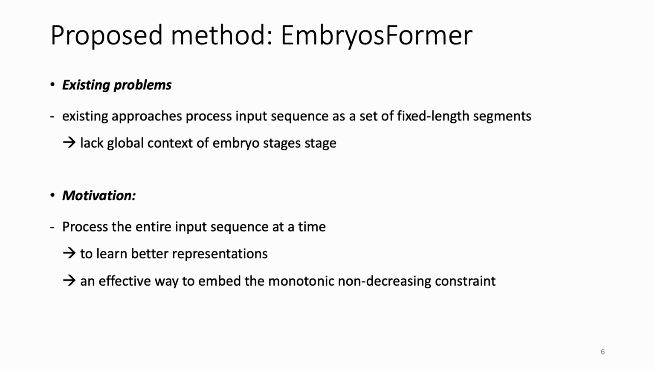Moreover, a well-learned feature of the embryo stage also benefits several downstream tasks, such as stage quality prediction besides stage classification. Processing the entire video at a time is an efficient way to embed the monotonic constraint. As the embryos develop from stage to stage, we can set that each embryo stage is technically a segment of consecutive frames, with the constraint that these segments dominate the entire sequence length and cannot overlap with each other. Solving the problem this way, we propose an encoder-decoder architecture.